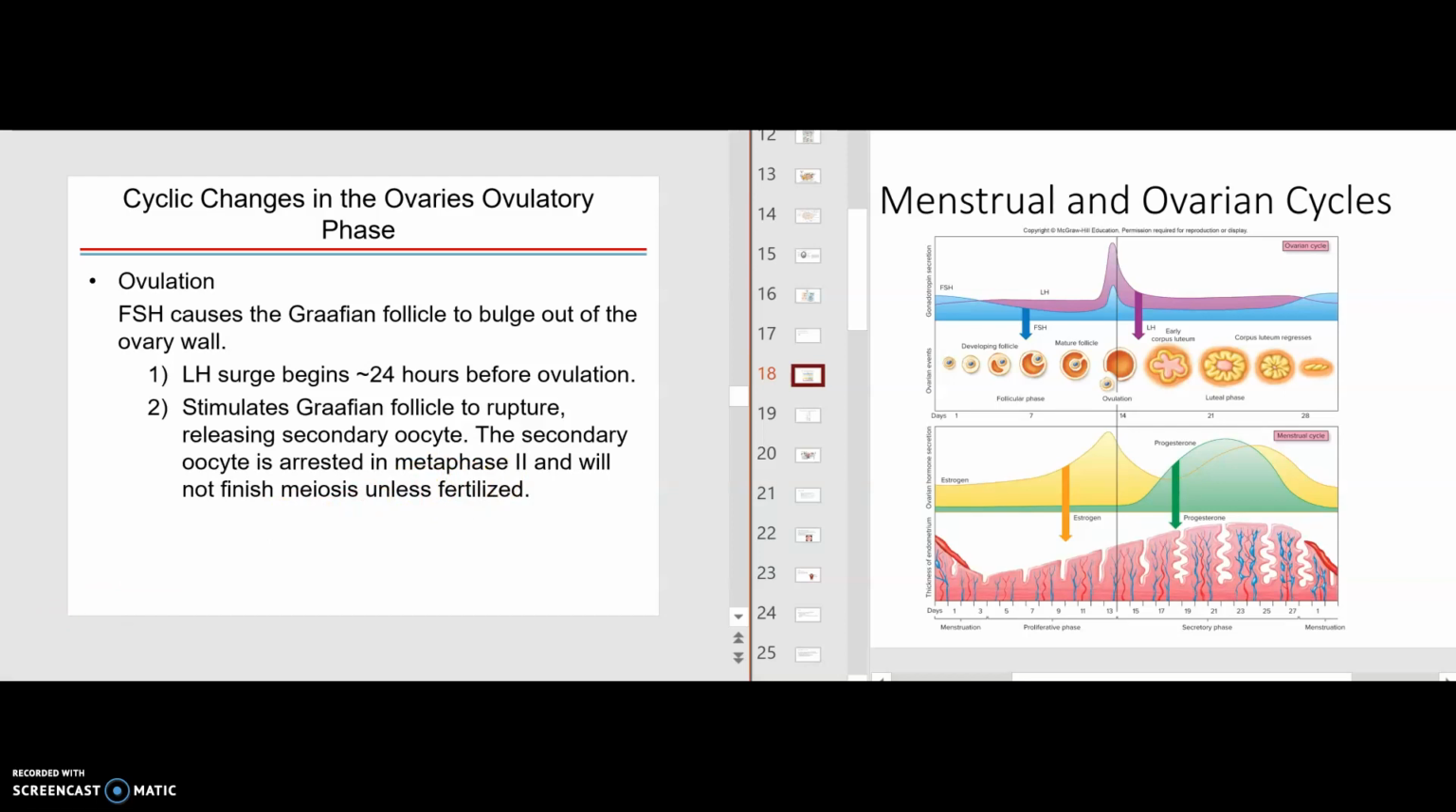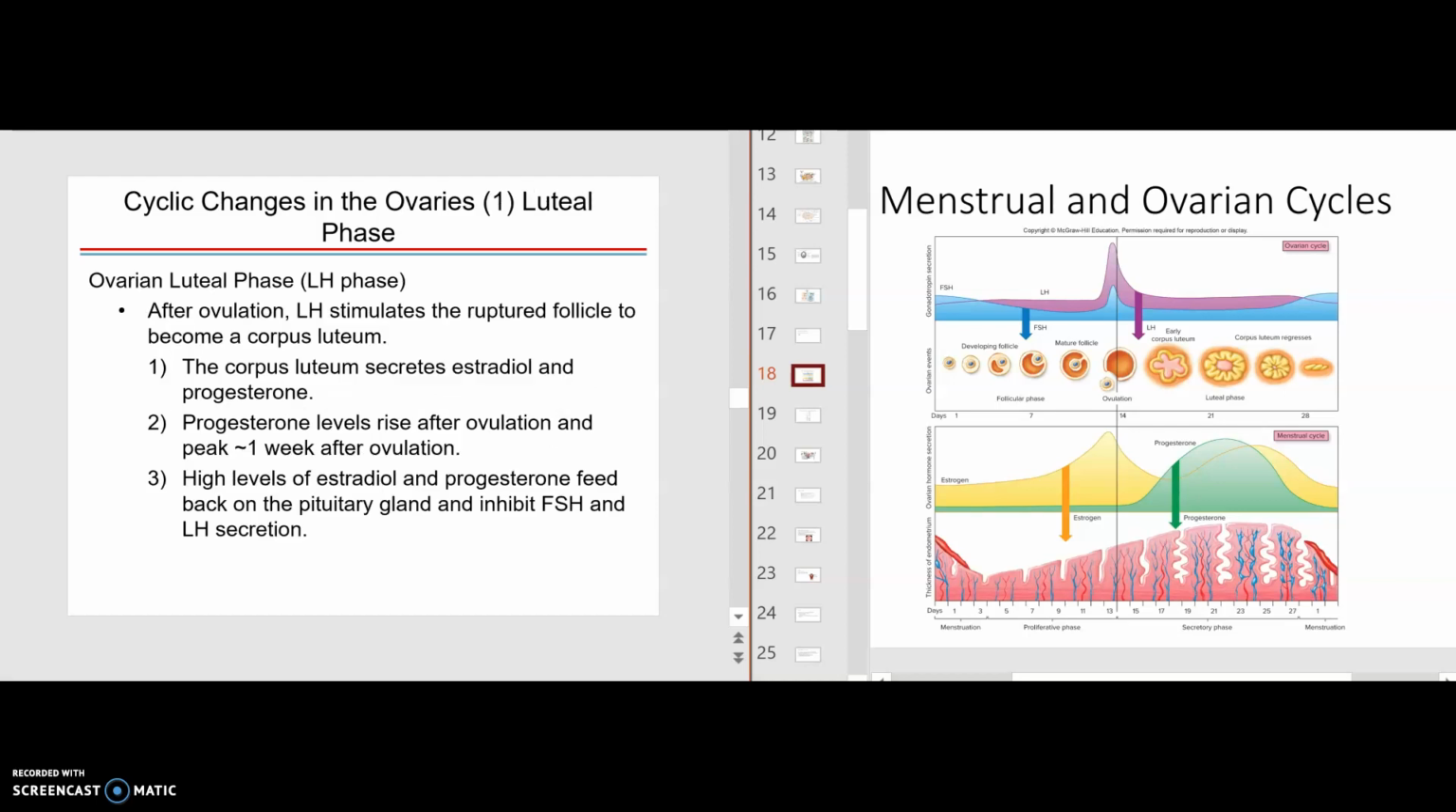So let's move some of these up here. So the luteal phase. Okay. The luteal phase that we had. We had the follicular phase in the ovary. Then we had ovulation. And now we're at this luteal phase, which is primarily due to luteinizing hormone. After ovulation, luteinizing hormone stimulates the ruptured follicle to become a corpus luteum.